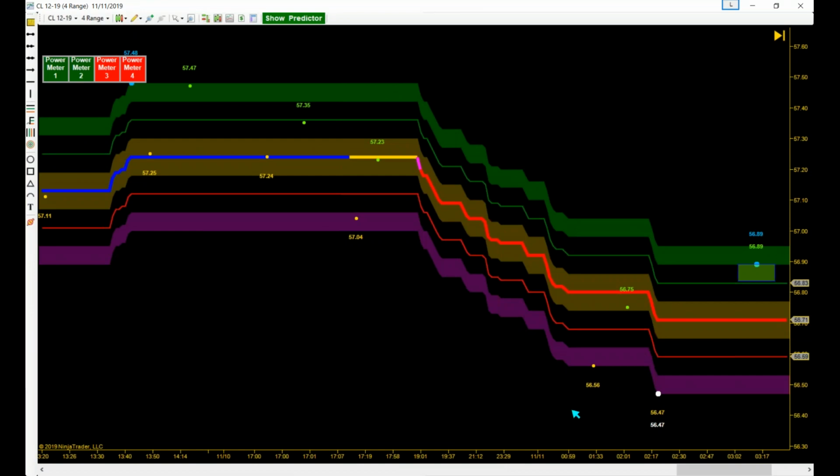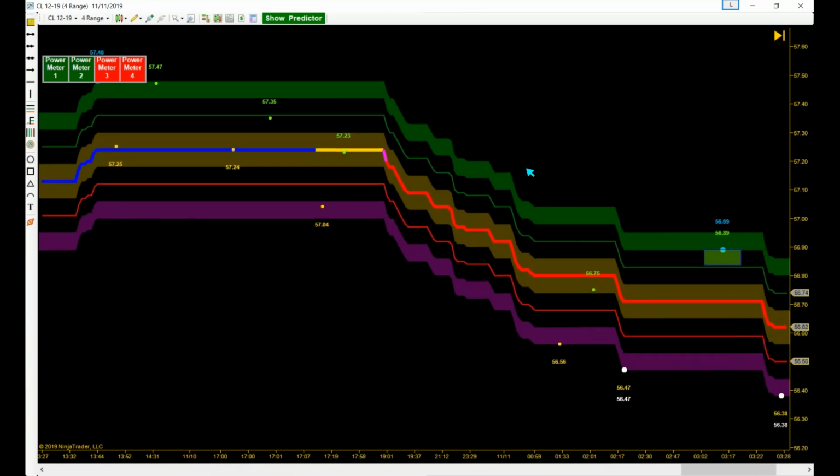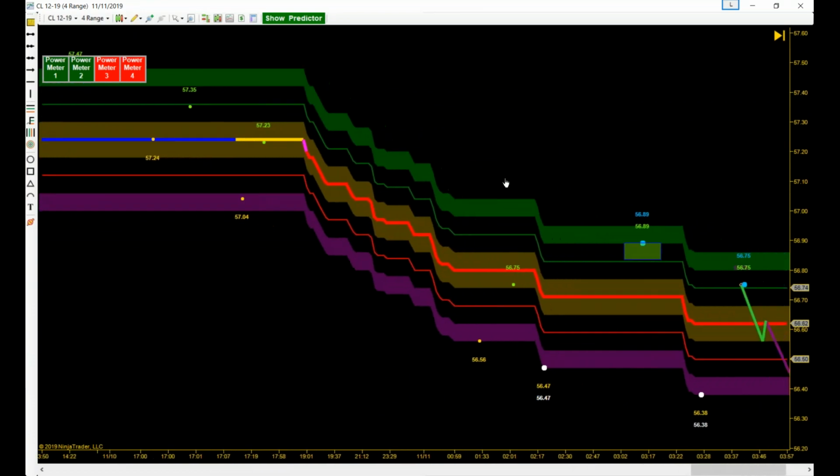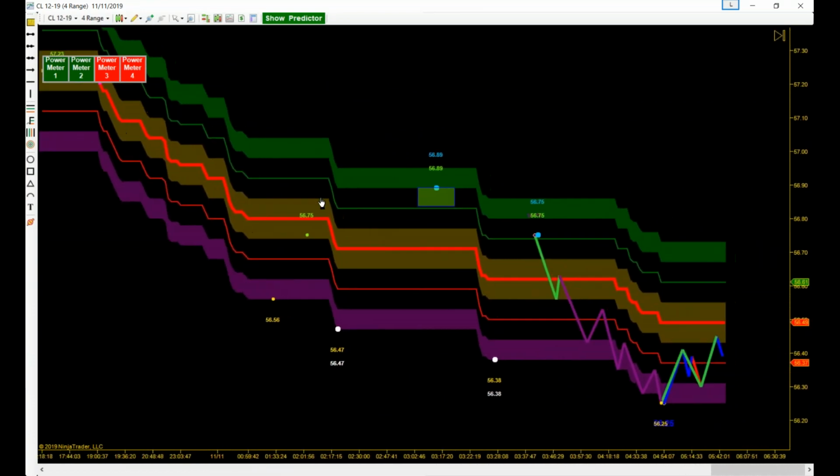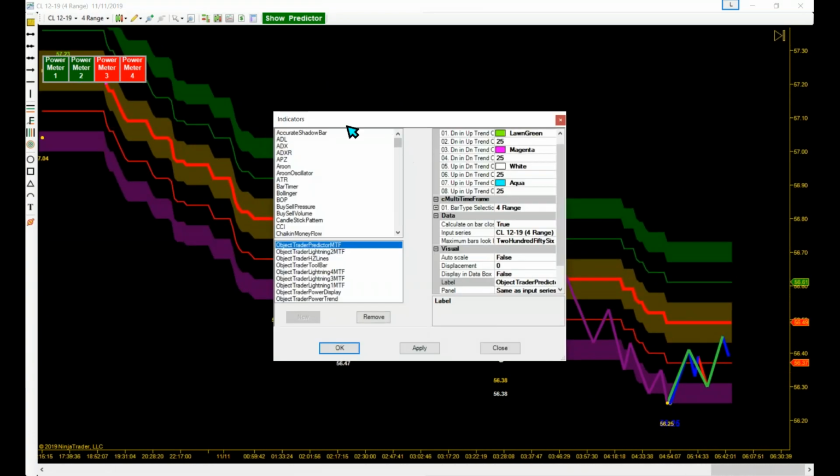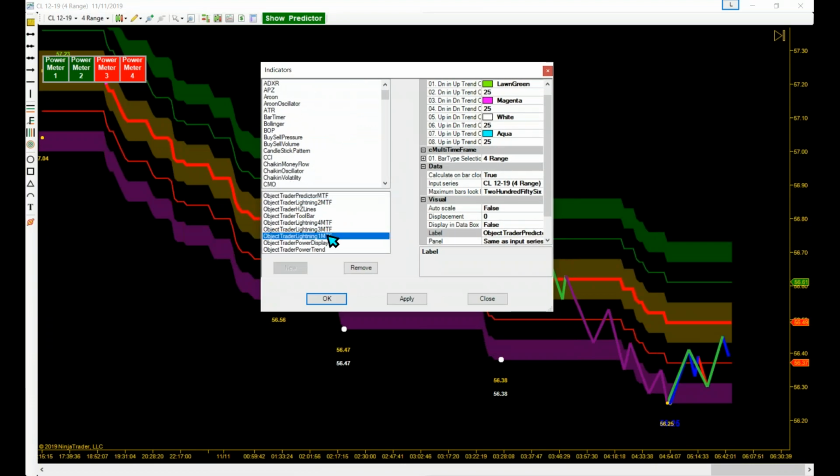Okay. How do you draw the lightning lines, Dan? The lightning lines are done with what we call hotkeys in NinjaTrader. And the hotkeys are, if you go to your lightning, you'll see your hotkey is Alt for lightning 1, lightning 2 is Shift, 3 is Control, and 4 is Backspace.